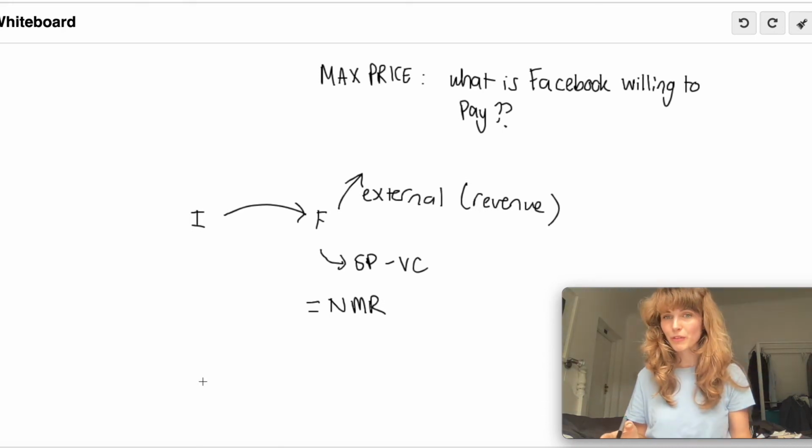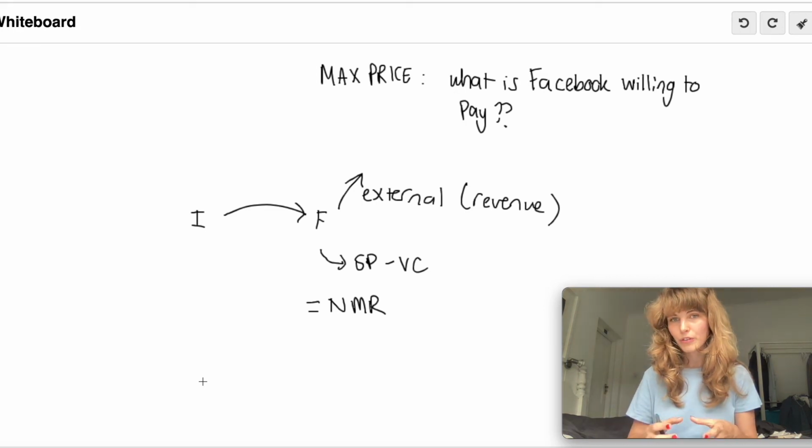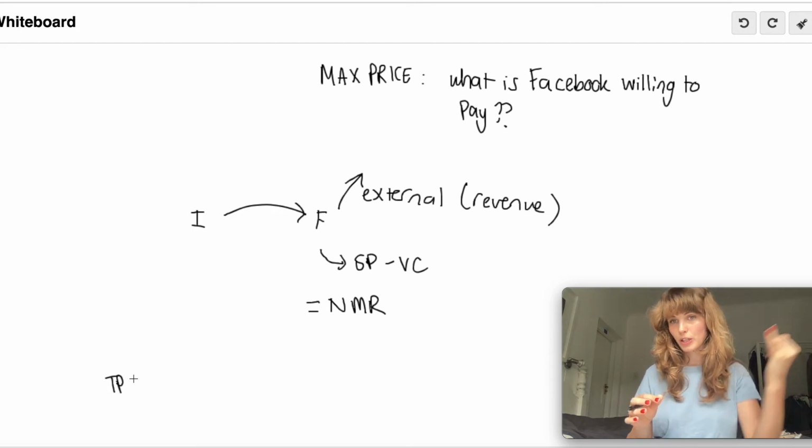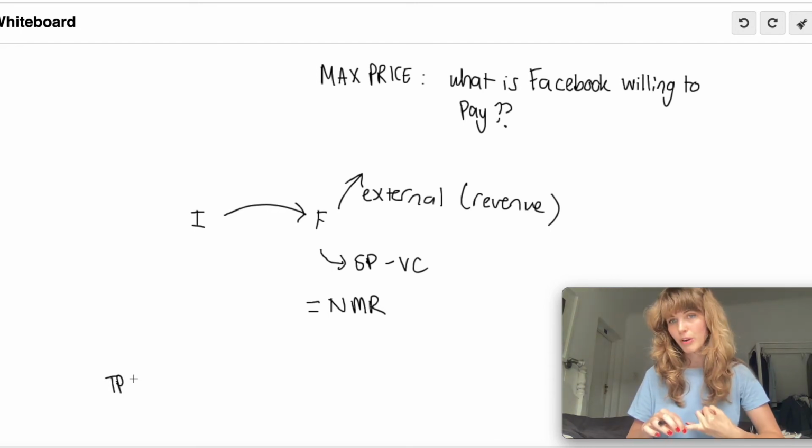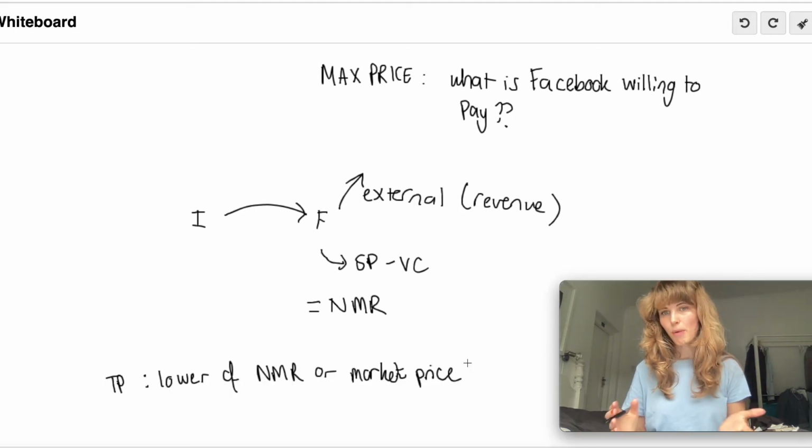We must also be mindful of the fact that Facebook could buy the exact same software as they could from Instagram, but for much cheaper, therefore earning a greater profit. And from a group perspective, this isn't really aligned with goal congruence. We'd rather keep it in the company. Therefore, the transfer price must also account for this. So therefore, our transfer price is set at the lower of either the market price, so what Facebook could purchase this good from an external market, or the net marginal revenue, i.e. it needs to cover their short-term profit. And it's not always the case that we have a market price or an external person that we could buy this good from.